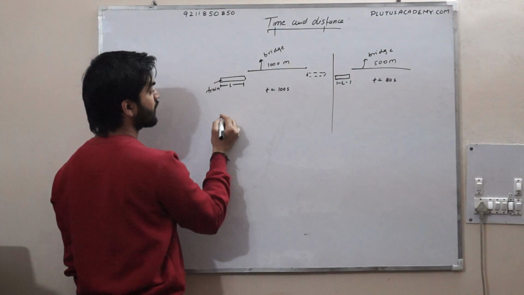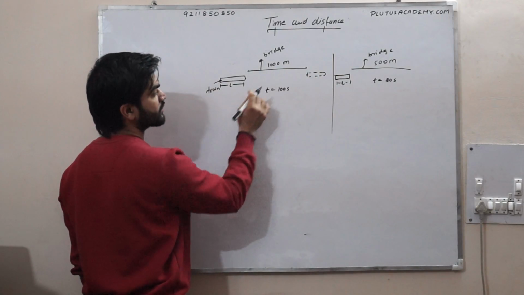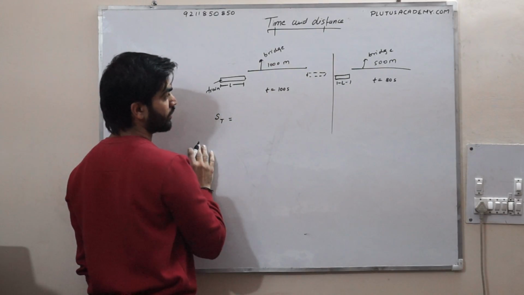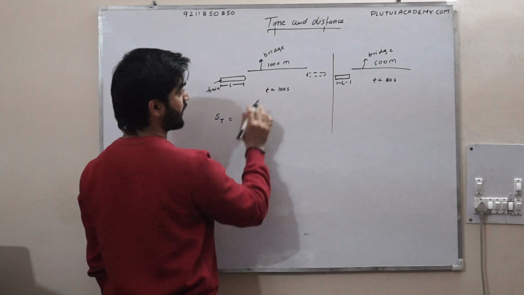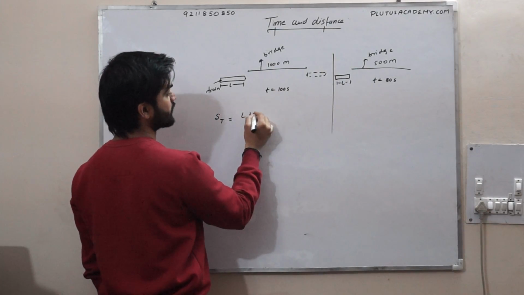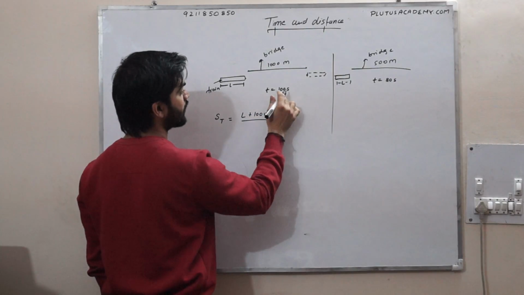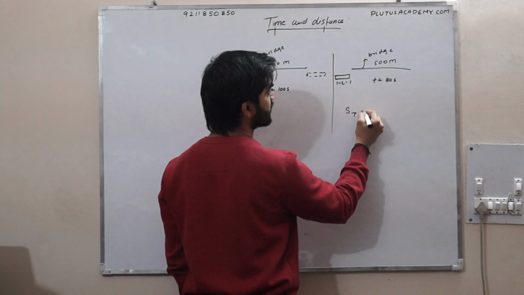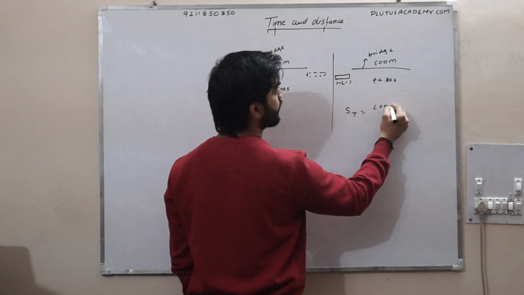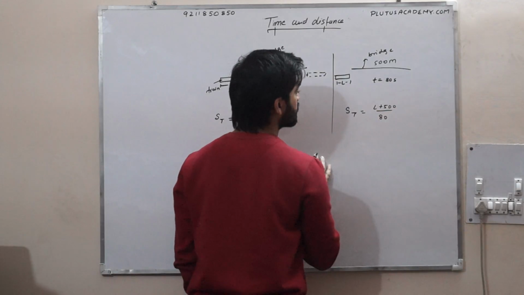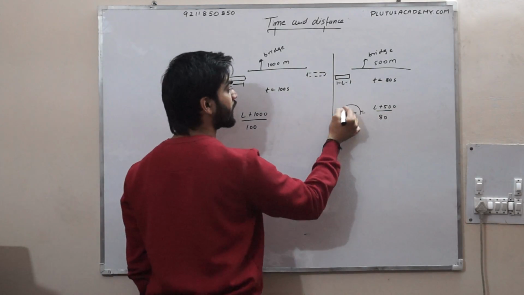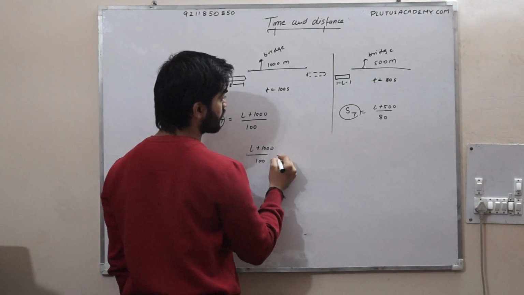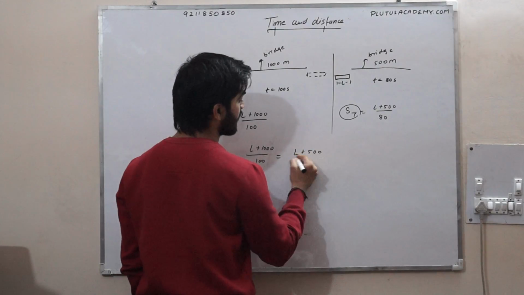So we can say speed is equals to distance upon time. तो speed of train is equal to distance upon time. Distance is L plus 1000 upon time. Here also speed is st. Speed is equal to distance upon time. So these two speeds are the speed of train. So we can say L plus 1000 upon 100 is equals to L plus 500 by 80.